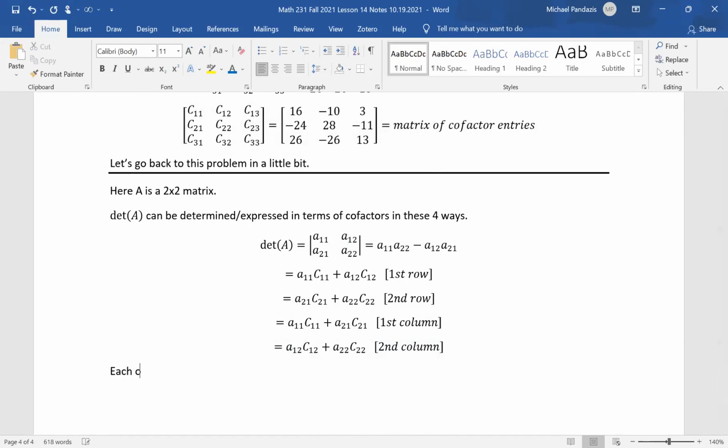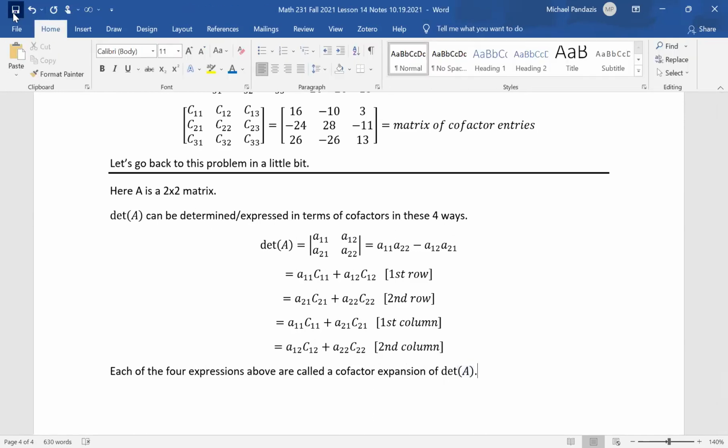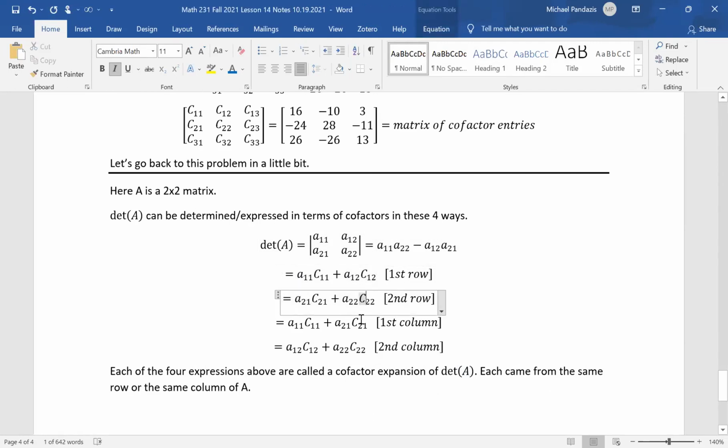Okay, each of the 4 expressions above is called a cofactor expansion of the determinant of A. It's the way of expressing the determinant of a matrix using cofactors. Each came from the same row or the same column of A, meaning everything in an expression came from the same row or the same column.